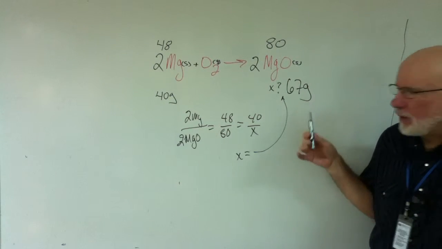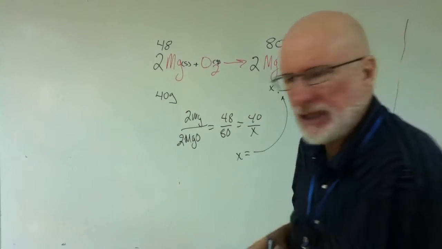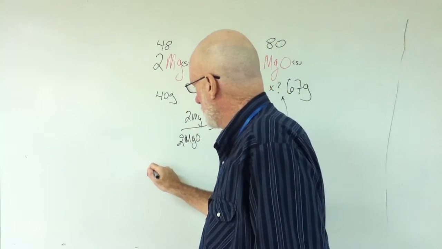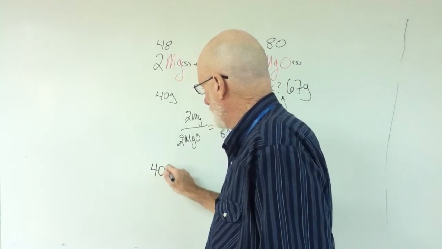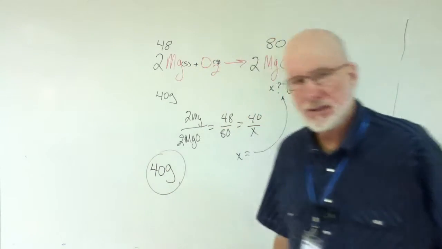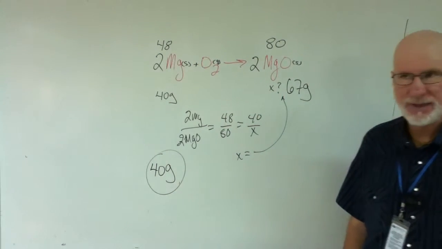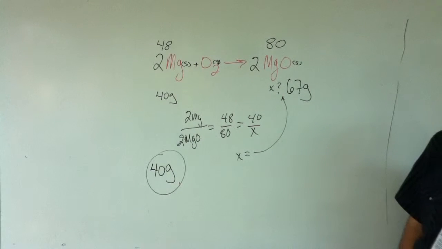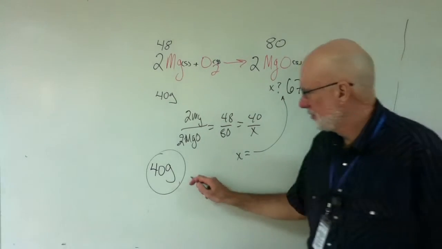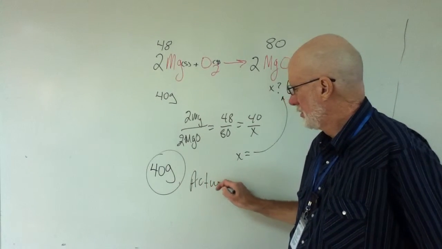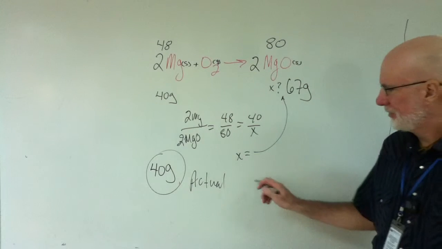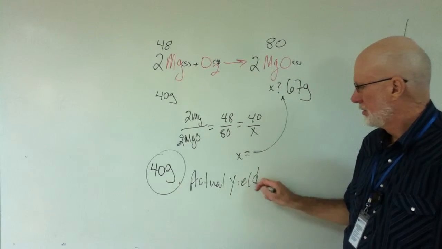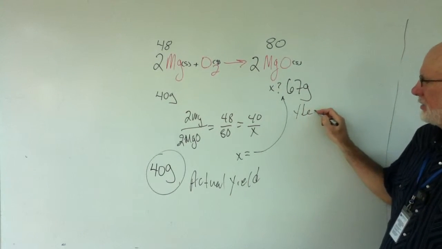Theoretical. What happens if my actual yield was 40 grams? Which isn't a terrible difference. I mean, it's well within the realm of reality. What if I only got 40 grams? What would that 40 grams be called? The actual yield. This is going to be the theoretical yield.